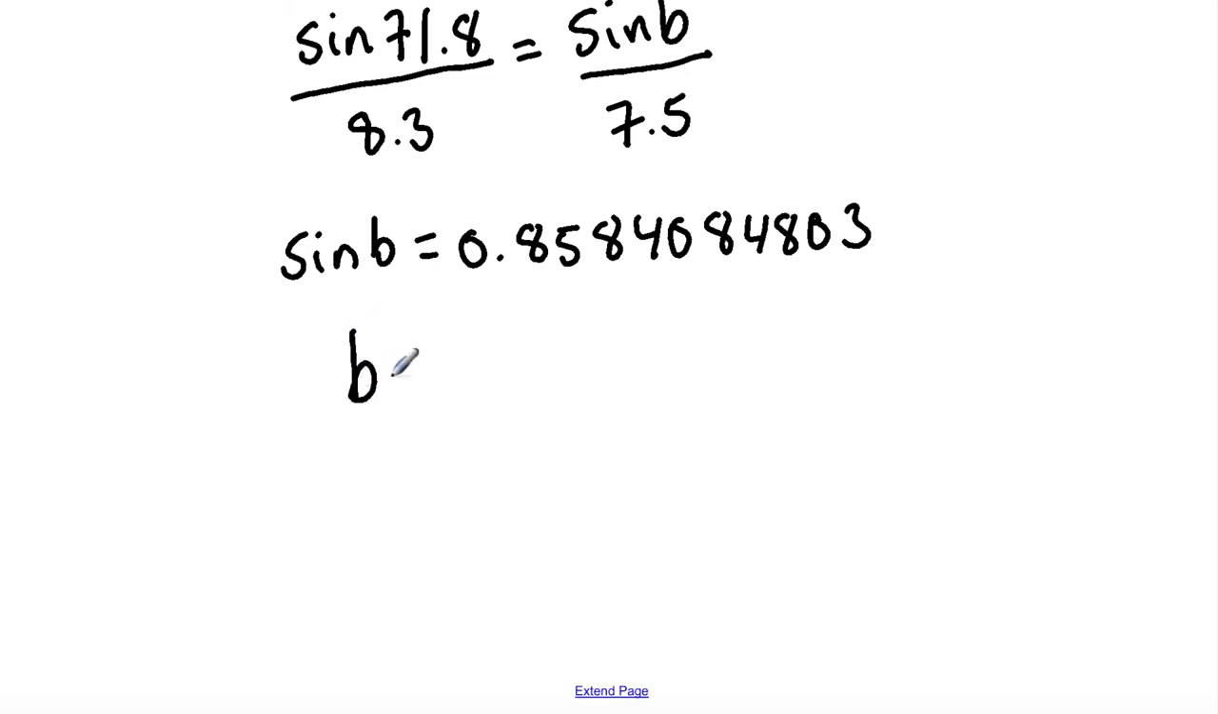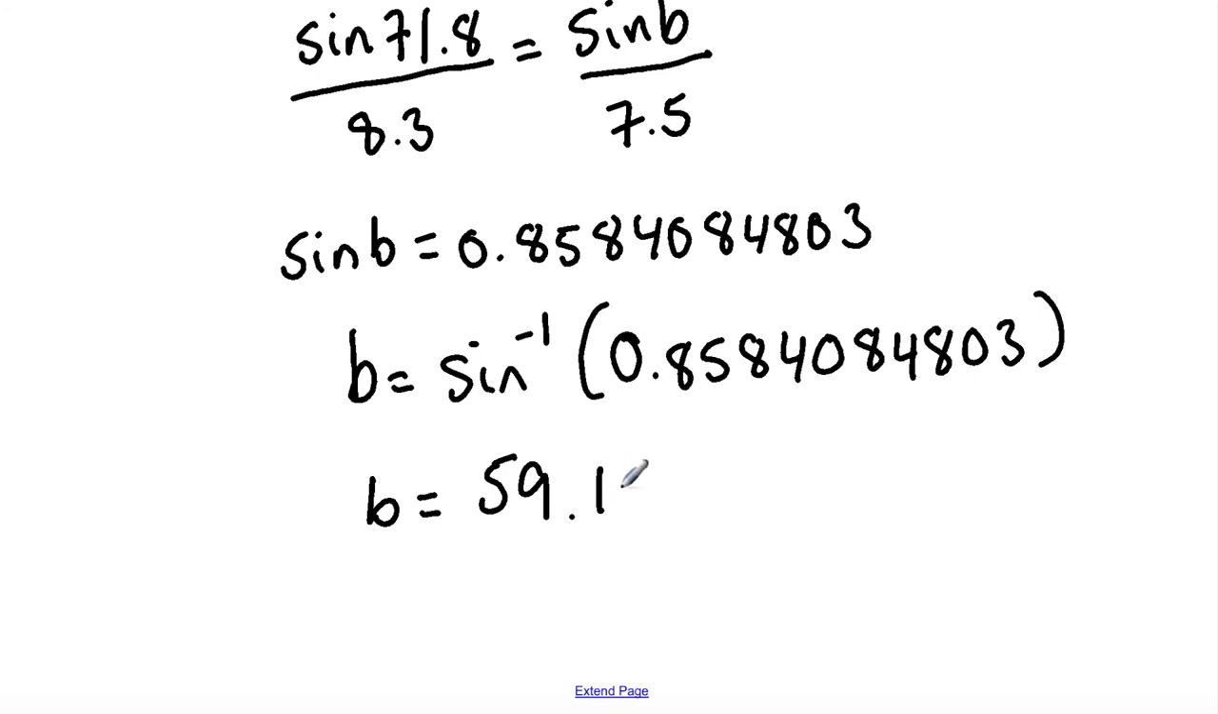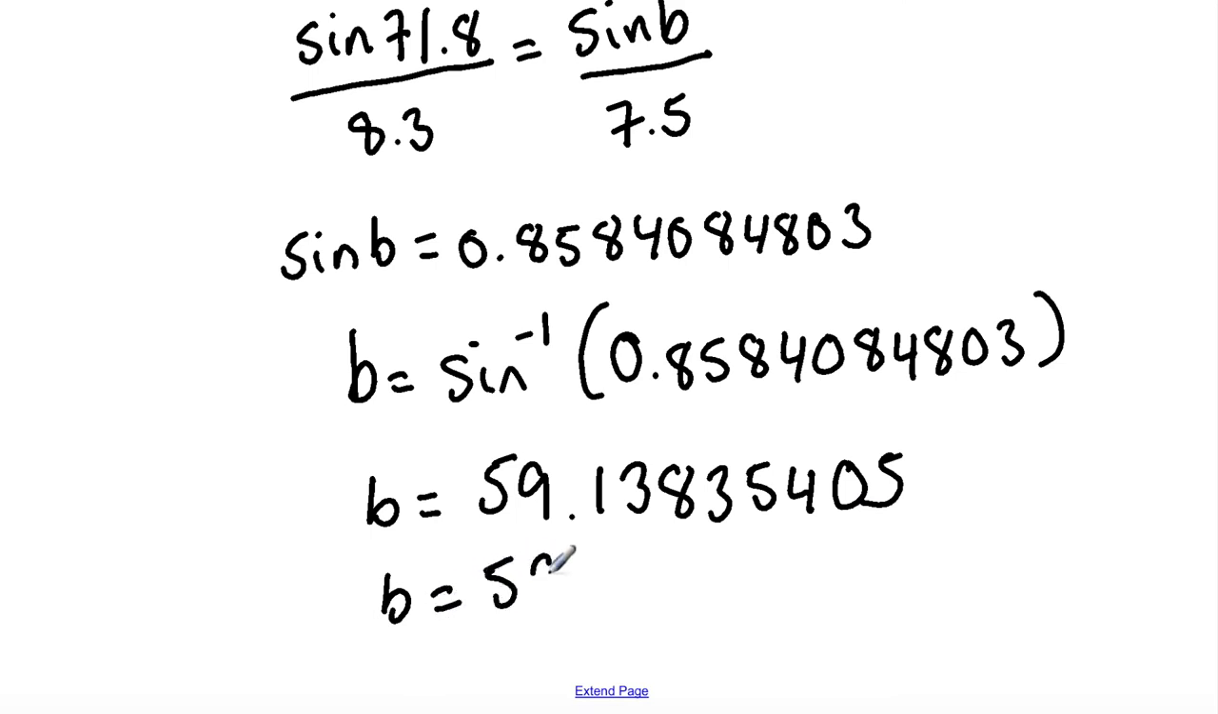So b is equal to sine raised to the power of negative 1, open bracket, 0.8584084803. Therefore, b should be equal to 59.1383545. Go round it to one decimal place, so it's 59.1 dp, and that's our final answer.